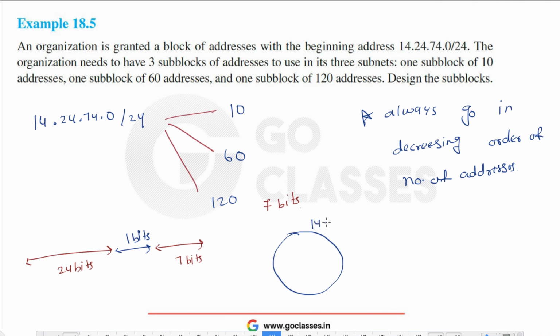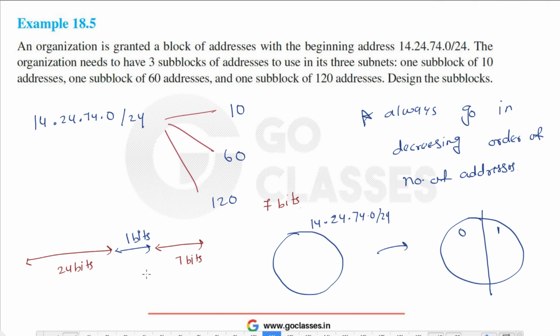which means that you have a whole network, 14.24.74.0/24, and then you will have just one bit for the subnet. If this bit is 0, then this will represent this subnet. So you are currently dividing into two subnets. If this is 0, then this will represent this subnet. If this is 1, then this will represent another subnet, right?